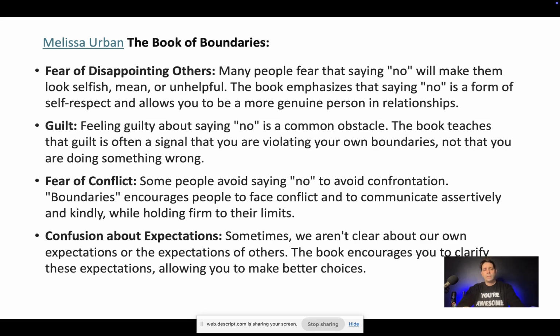Fear of conflict. Some people avoid saying no to avoid confrontation. Boundaries encourages people to face conflict and to communicate assertively and kindly while holding firm to their limits. Confusion and expectations. Sometimes we aren't clear about our own expectations or the expectations of others. The book encourages you to clarify these expectations, allowing you to make better choices.